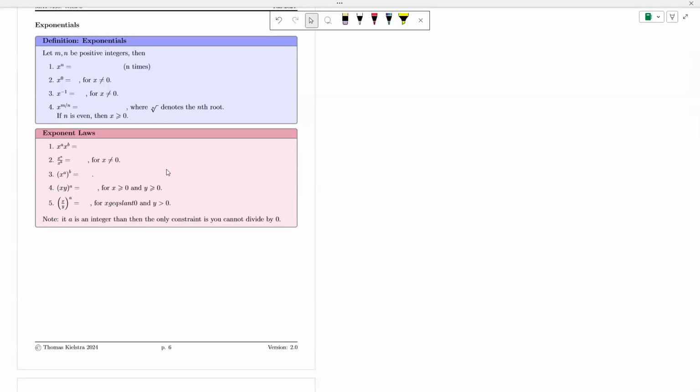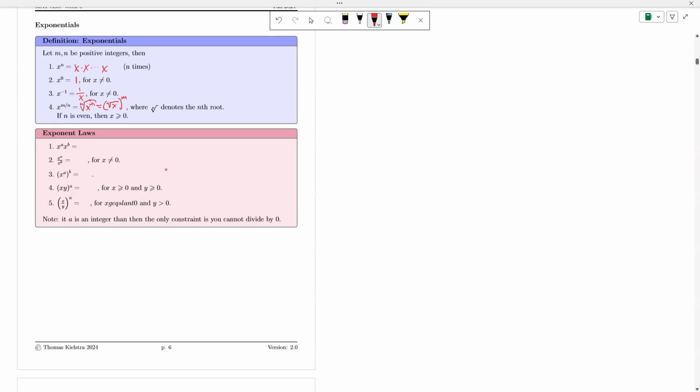Exponentials are based on a number x to some power, and the power is some positive integer. So x to the n is x times x times x times x again and again until we get to the n x's multiplied by each other. X to the 0 is 1, x to the minus 1 is 1 over x, and x to the m over n is the nth root of x to the m, and it's also equal to the nth root of x all to the power m.